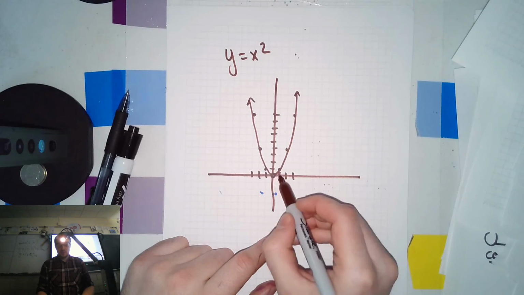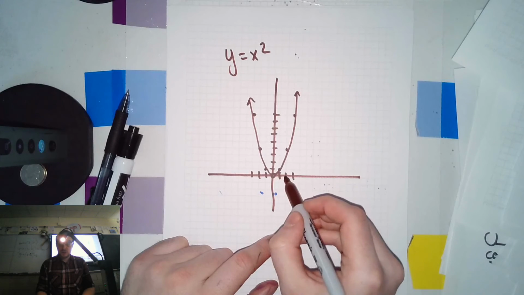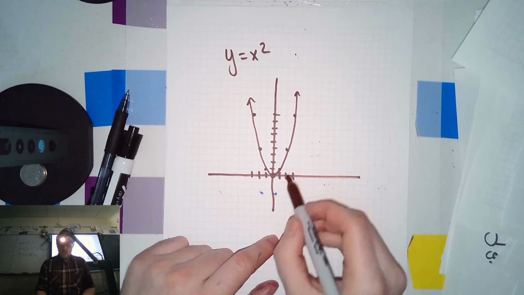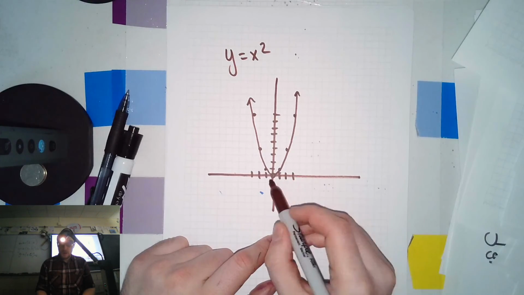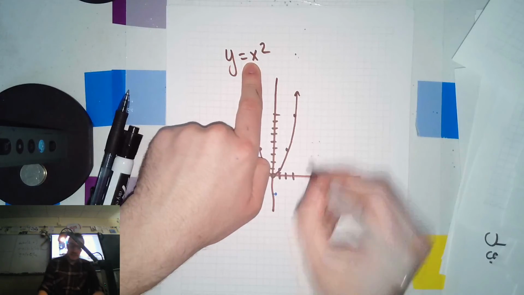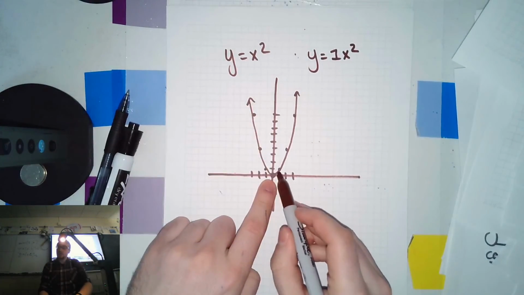What's the relationship between 1 and 1? 1 squared is 1, right? What's 2 squared? 4. So when we go over 2, we go up 4. What's 3 squared? 9. So when we go over 3, we go up 9. The slope in front of this starts out at 1 because that's the same as this, and that's our initial slope.